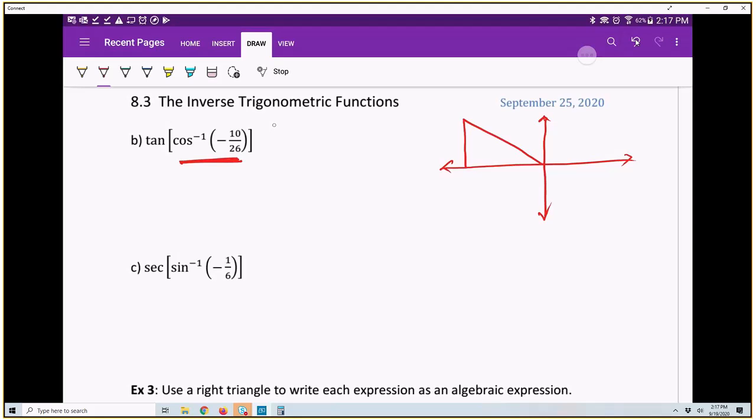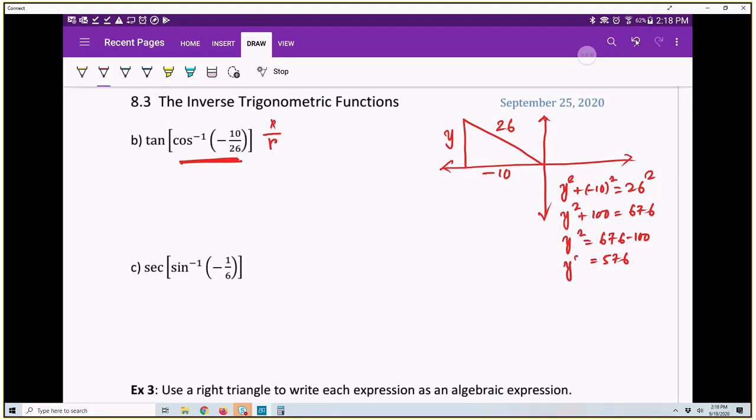Cosine is x over r. So x is negative 10, r is 26, and I need to find y. Now I remember from the previous calculations, y squared plus negative 10 squared should be 26 squared. So y squared plus 100 is 676. That means y squared is 676 minus 100, which is 576.